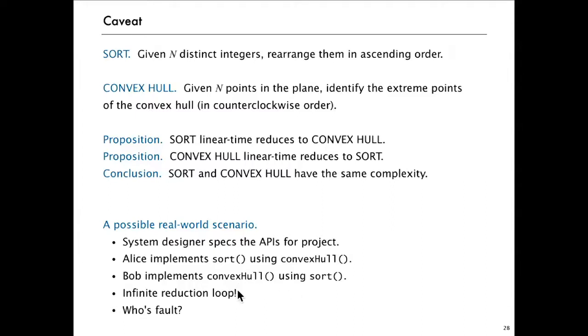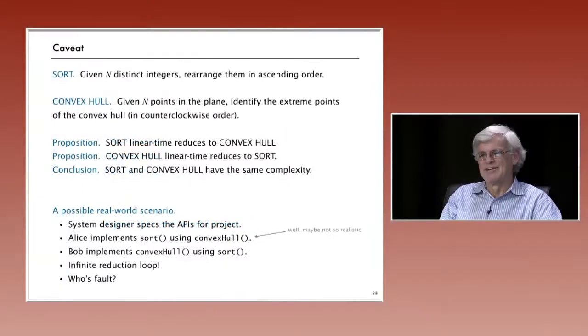It's an infinite reduction loop, which certainly is going to lead to problems. Whose fault? Well, that would be the boss. Alice and Bob just did what they were supposed to. Somebody could argue Alice maybe could have used a library routine for the sort, but you get the point. For a more complex situation, this definitely could come up.